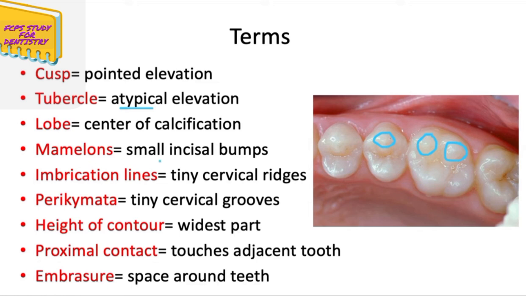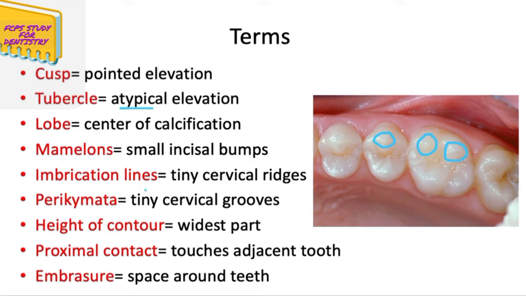Most teeth develop from 4 lobes, but we'll go over this more in detail with each specific tooth. Mamelons refer to small bumps that appear on the incisal edges of teeth when they first erupt, and they usually wear away over time due to normal contact with opposing teeth. If they remain beyond the age of 10 on those incisors, then that might be a sign of an anterior open bite, where the front teeth just aren't touching.